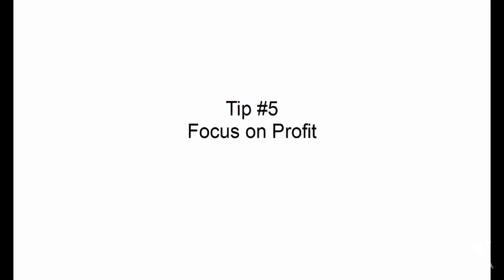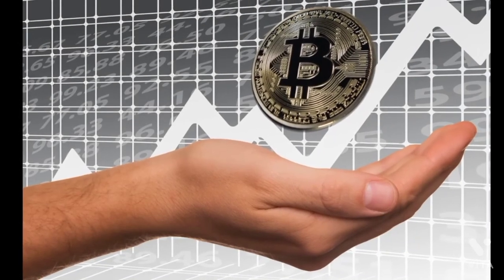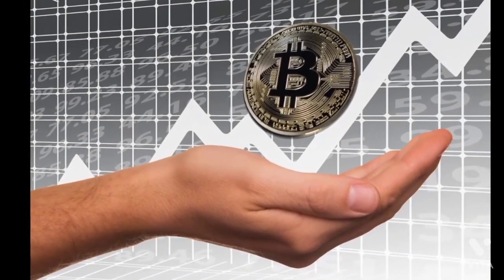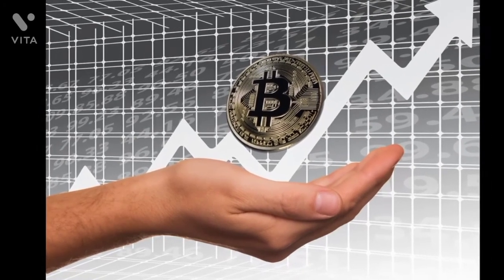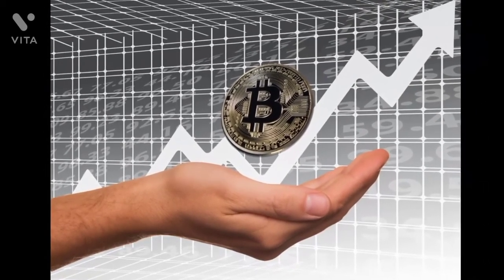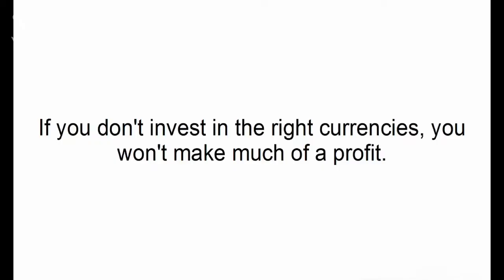Tip number 5. Focus on profit. One of the most significant mental hurdles that you may face is the idea of profit versus the idea of being right. You don't want to just be correct in determining which coins will increase in value, but you also want to profit from them. If you don't invest in the right currencies, you won't make much of a profit.